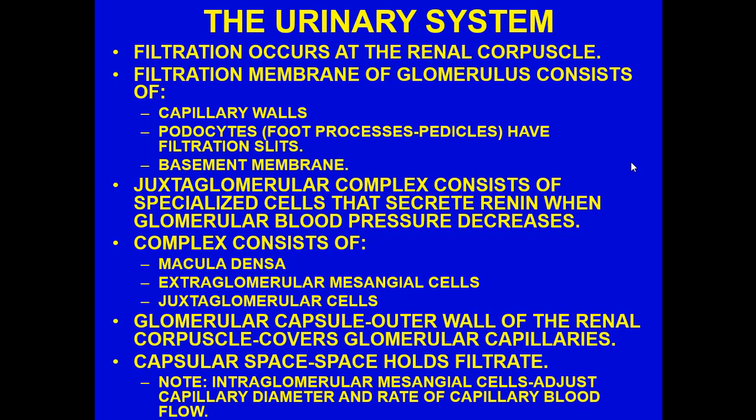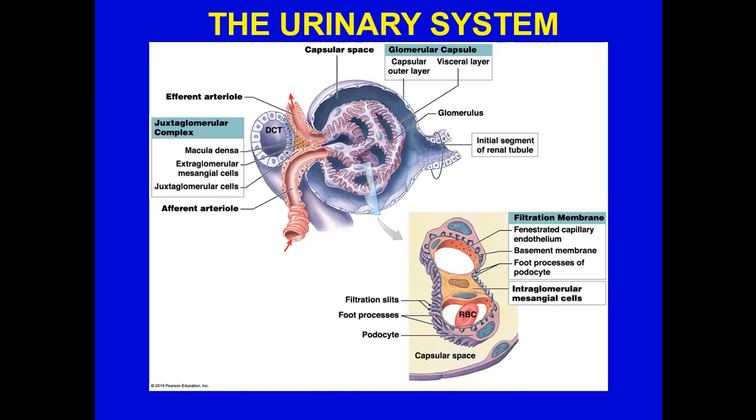The glomerular capsule has an outer wall of the renal corpuscle and basically covers the glomerular capillaries. Basically, it's a thin layer. You have a capillary space that holds the filtrate. Now, the intraglomerular mesangial cells adjust the capillary diameter and the rate of capillary blood flow.